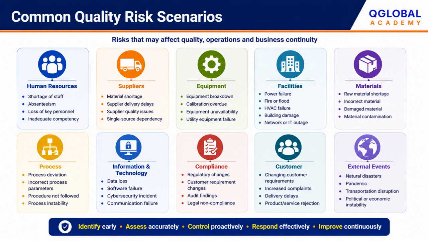Within processes, risks include process deviations, incorrect operating parameters, procedures not being followed, or unstable processes. Information and technology risks include data loss, software failures, cybersecurity incidents, and communication failures. Compliance risks involve regulatory changes, customer requirement changes, audit findings, or legal noncompliance. Customer-related risks include changing requirements, increasing complaints, delivery delays, or product rejection. Finally, external events such as natural disasters, pandemics, transportation disruptions, or political instability can significantly affect business operations.